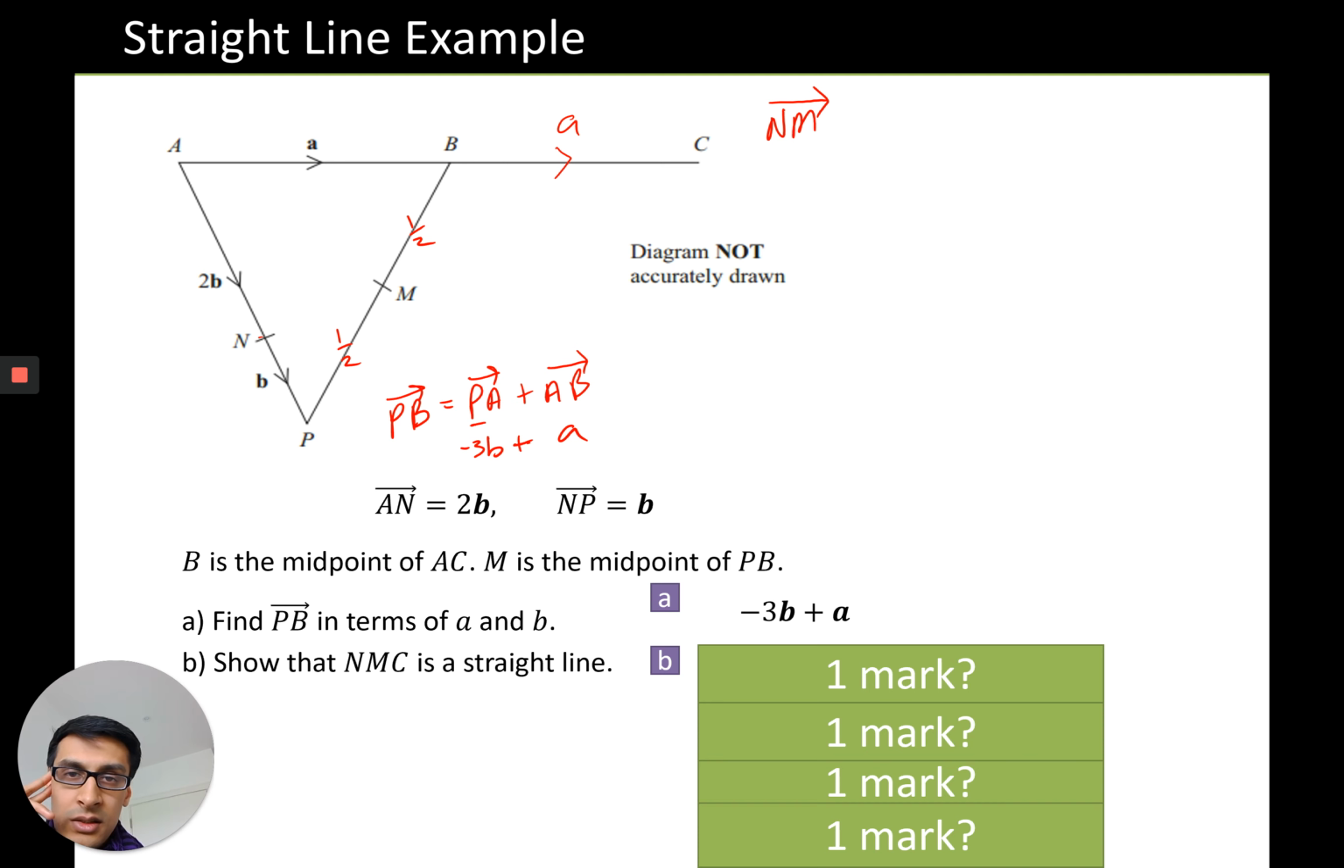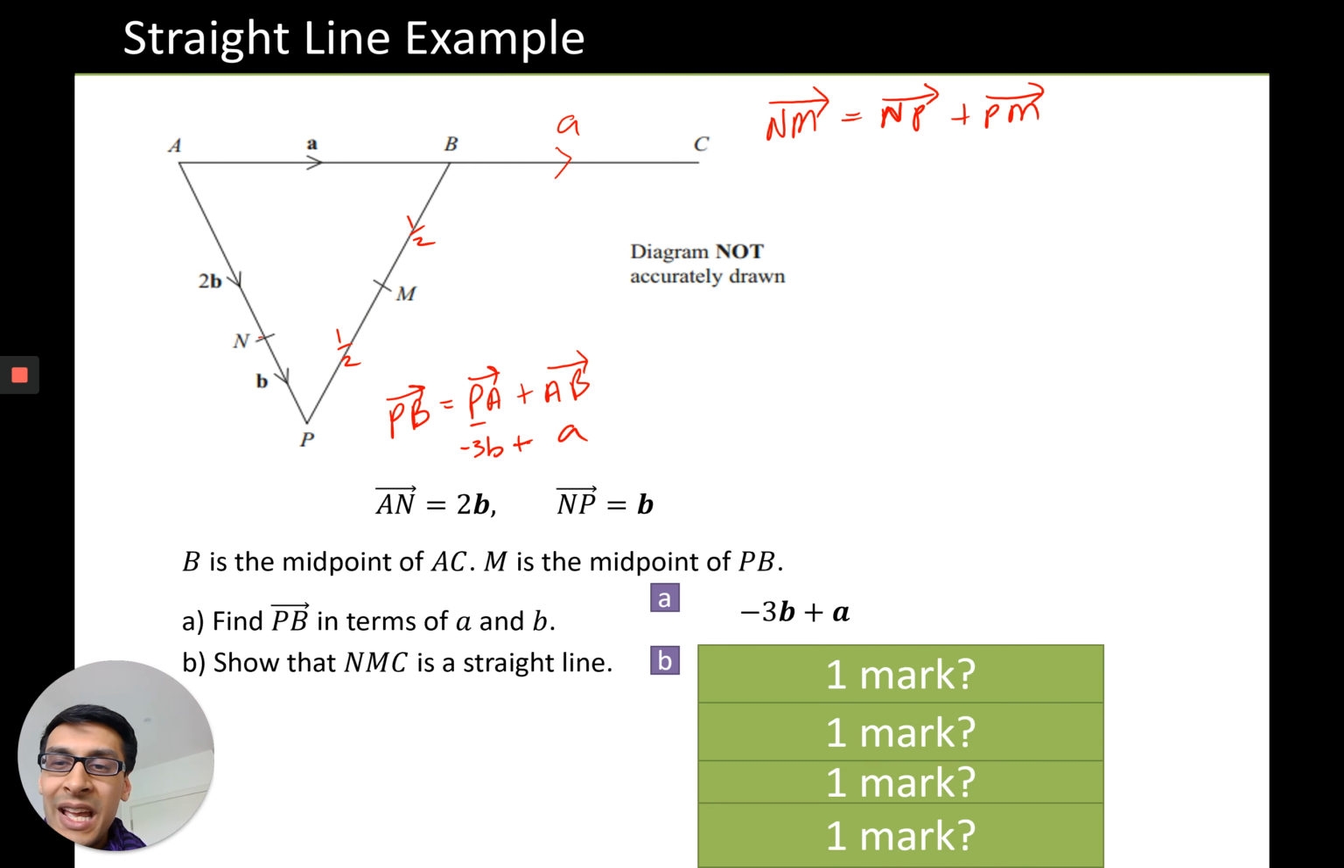I suggest, because I only have one more example to do, that now that I've given you a hint, NM is equal to NP, let me just finish this off, NP plus PM. Now that I've given you this much of a hint, you should try to work this bit out of the question and then play the rest of the video. Okay, so if you had a go, great, it's good for you.